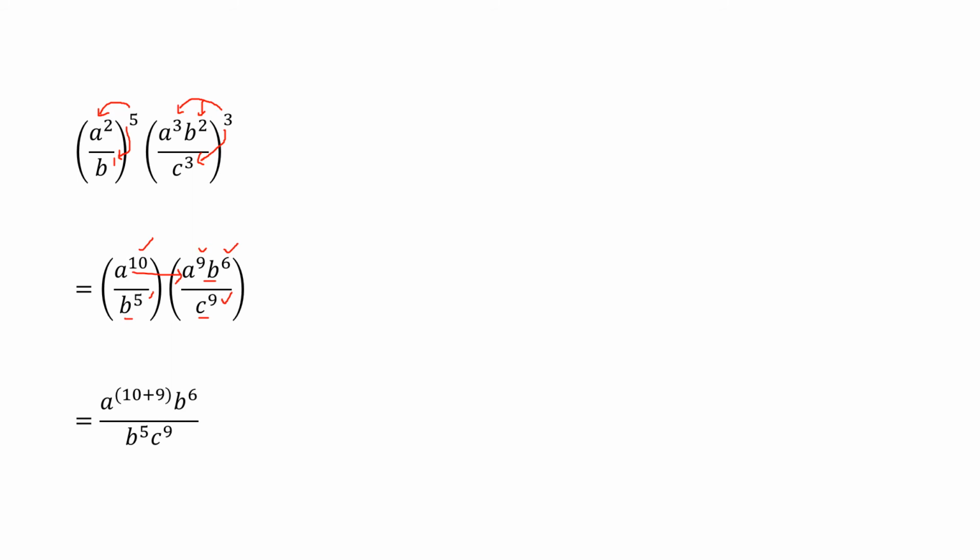So first off, I'm going to multiply the upper portion, then I'm multiplying the lower portion, the bottom. So a is multiplied with a, so 10 plus 9. There was no b here, and so b I wrote side by side. They are different things, b and c, so I'm just writing them side by side. Further simplification, a will become a^19.